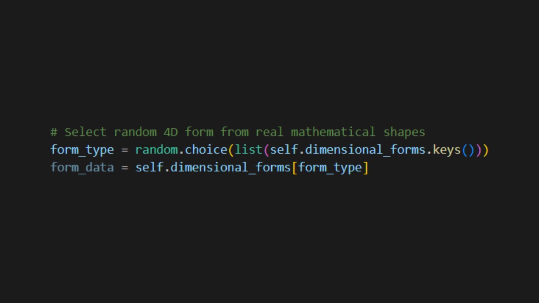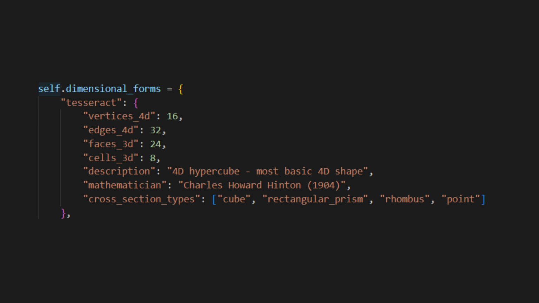We're using that value, and we're telling Python, go to the dimensional_forms dictionary and retrieve whatever data is associated with the tesseract key. The result is that form_data becomes a complete dictionary containing all the tesseract's properties: vertices 4D, edges 4D, description, mathematician, cross-section types. Everything we know about that 4D shape.